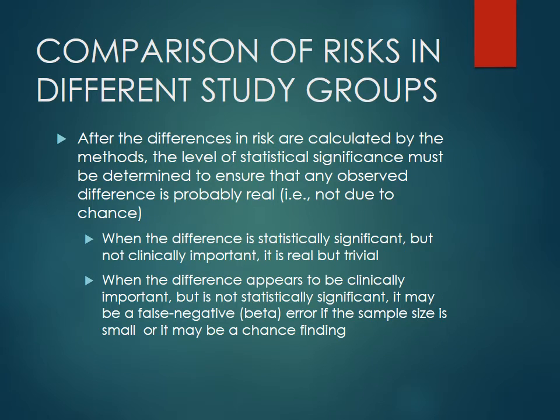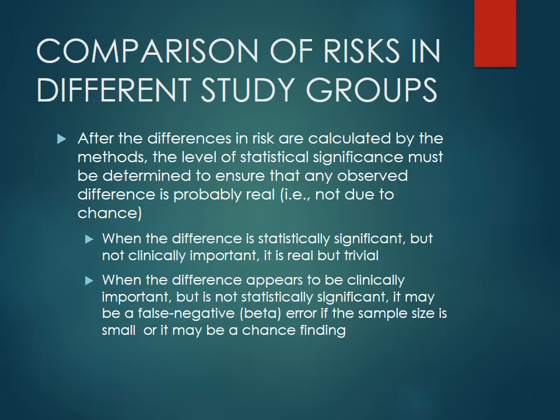So after the differences in risk are calculated by the methods, the level of statistical significance has to be determined to ensure that any observed difference is probably real, right? So this is signified by our p-value, right? And we're usually looking for p less than 0.05, absolutely. So again, we're saying that it's very unlikely that the difference we're seeing is due to chance alone. So when the difference is statistically significant but not clinically important, the difference could be truly real, but it's going to be trivial. It really doesn't matter much for our purposes.